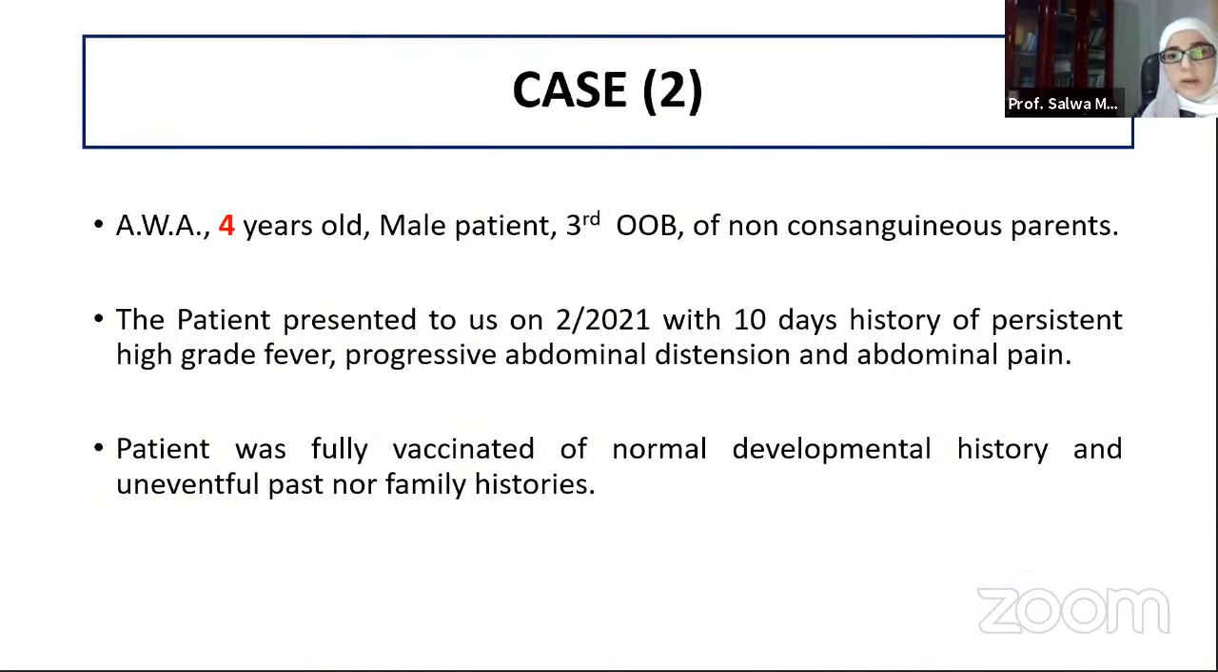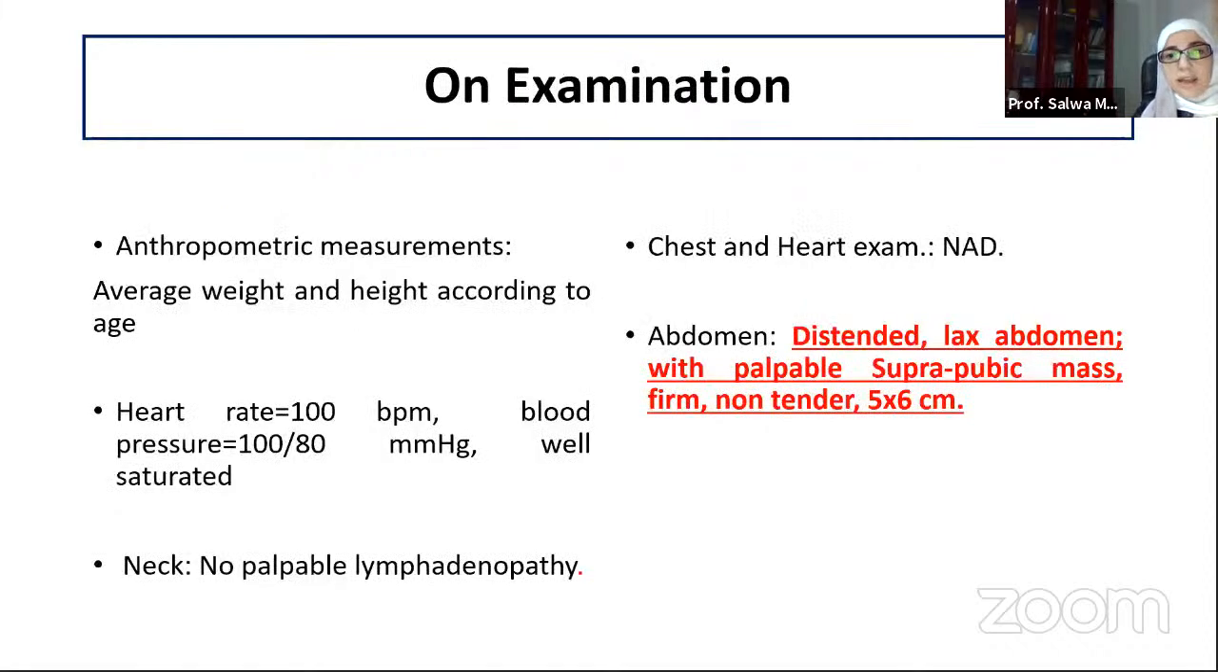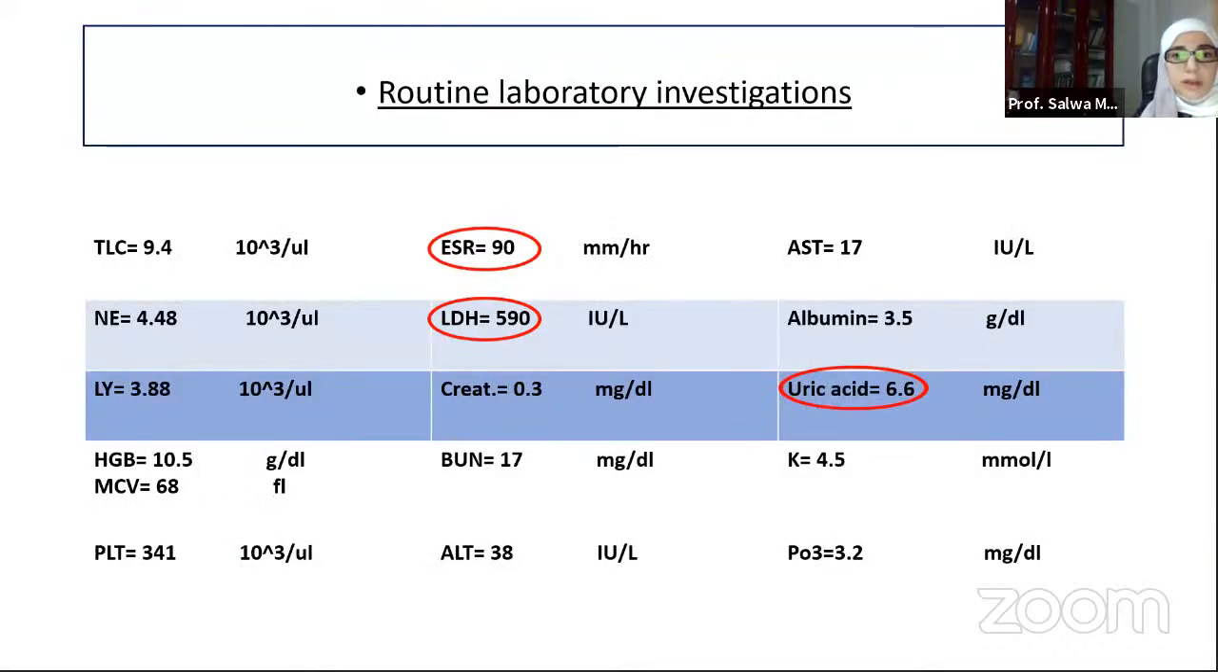My second case is a 4-year-old male patient, third order of birth, of first-degree non-consanguineous parents. He presented to us in February 2021 with a 10-day history of fever, abdominal distension, and abdominal pain. His examination was free apart from a lax abdomen with a palpable suprapubic mass, non-tender and firm, measuring 5 by 6 centimeters. His initial laboratory investigation was significant for elevated ESR, LDH of 590, and elevated uric acid.